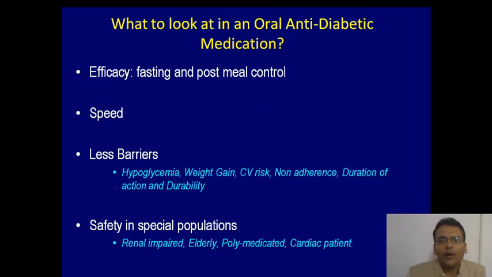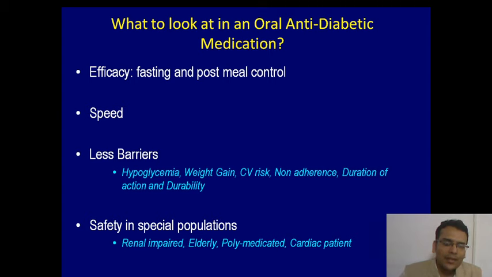What should you look for in an oral anti-diabetic medication? When we come to pharmacological therapy, its efficacy, it should have efficacy over both fasting and postprandial blood glucose. Speed of action, like how quickly does it show effect. Barriers in terms of hypoglycemia, weight gain, cardiovascular risk, non-adherence, duration of action and durability. So these are barriers for use.